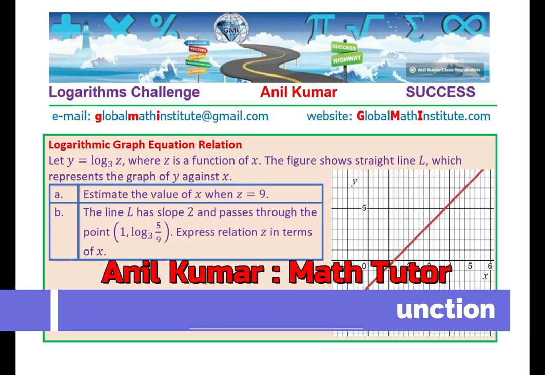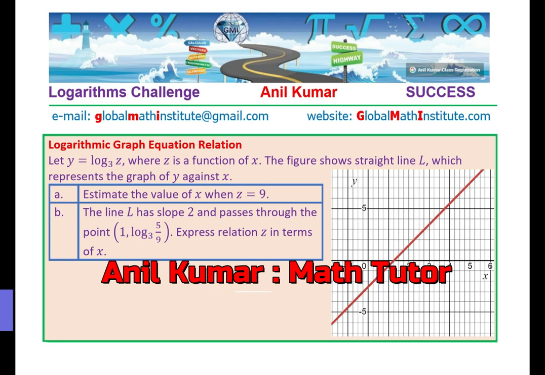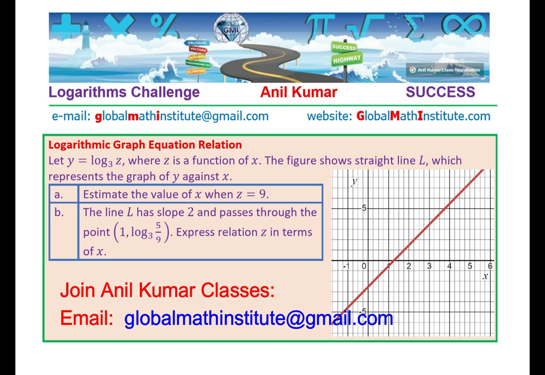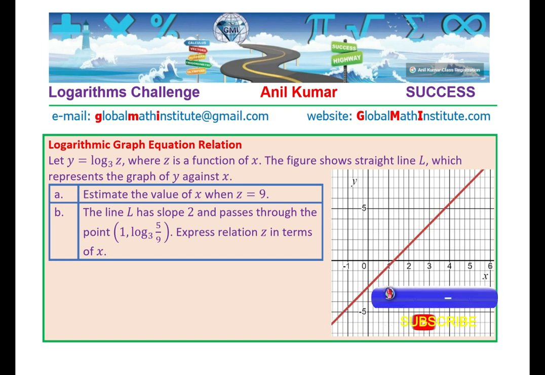Let y equal log to the base 3 of z, where z is a function of x. The figure shows straight line L, which represents the graph of y against x. Estimate the value of x when z equals 9. The line L has slope 2 and passes through the point (1, log to the base 3 of 5/9). Express z in terms of x. The graph is given to you. You can pause the video and answer the question.